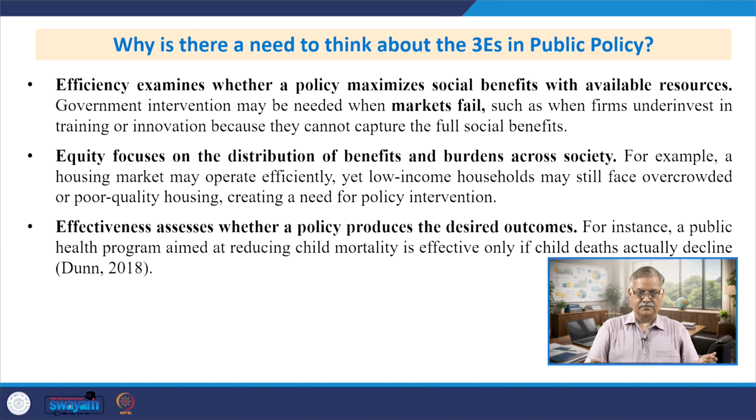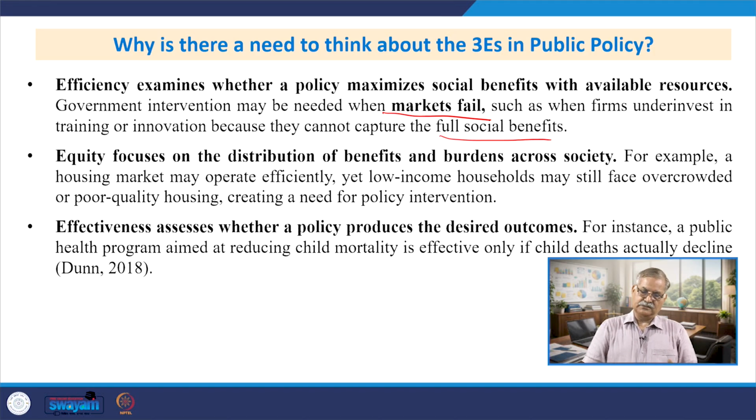Efficiency examines whether a policy maximizes social benefits with available resources. Government interventions may be needed when the market fails, such as when firms underinvest in training or innovation because they cannot capture the full benefits. So, what happens is that in a market economy, the price mechanism allocates the resources, but while allocating the resources in the economy, there may be a possibility that the market fails due to asymmetric information, externalities, and lack of effective governance.